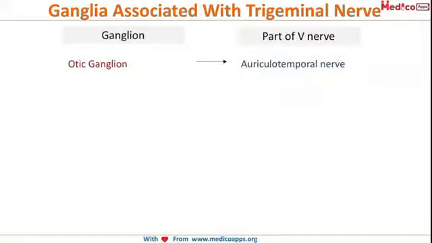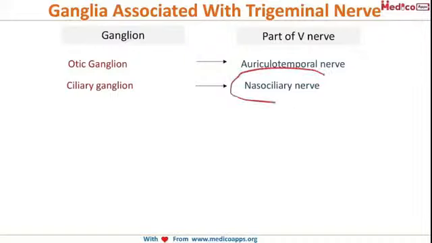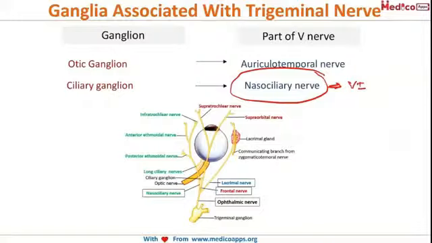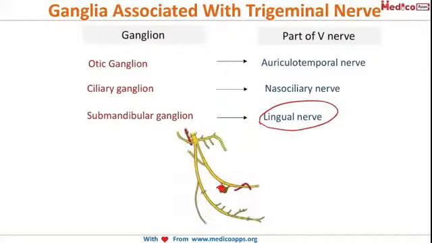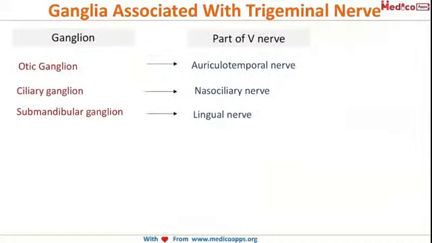supply the parotid gland. Okay, next we have the ciliary ganglion. So the ciliary ganglion is associated with the nasociliary nerve, that is branch of the ophthalmic division of the trigeminal nerve. Okay, as you can see, this is the ciliary ganglion here. Then we have the submandibular ganglion. So the submandibular ganglion receives fibers through the lingual nerve. Okay, so here is the submandibular ganglion, here is the lingual nerve. Okay, and this is the ganglion that supplies the submandibular and sublingual salivary glands.